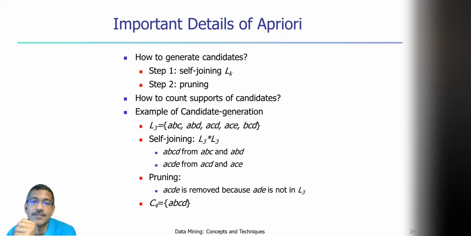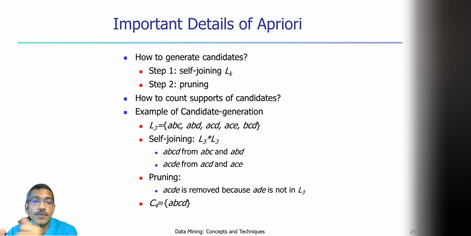We can go any further, right? So that's what we do. We do a self-joining, and then we do a pruning. By doing the scan, we can figure out which are not frequent. Even before doing the scan, sometimes we can do it. So we count the support of the candidates.